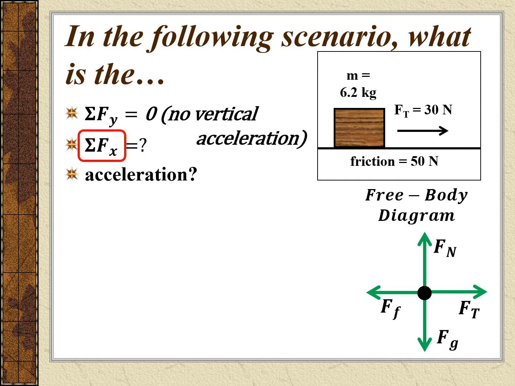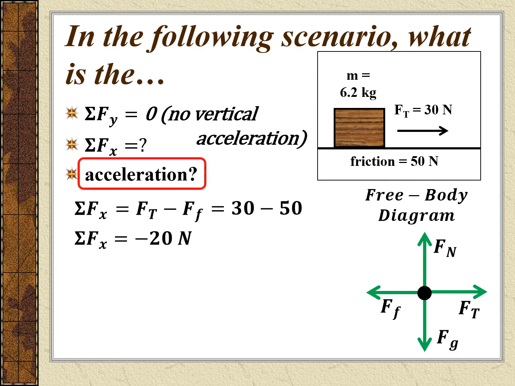All right, so in looking at the x direction, we're looking specifically just at the horizontal direction. So when we add these forces together, we have to include the direction that they're moving. You got force of tension forward, force of friction backwards. So the net force is going to be equal to the forward force of tension minus the force of friction backwards. So we go ahead and take 30 minus 50, and we get a total of negative 20 newtons for our net force in the x direction.